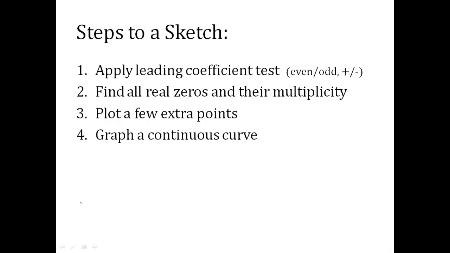Secondly, find all the zeros where it crosses the x-axis and their multiplicity. Remember, that's how it crosses. This is a where. And this is dealing with the arms of the graph.